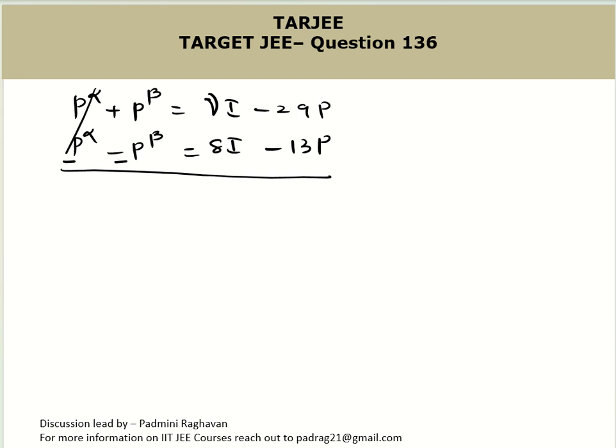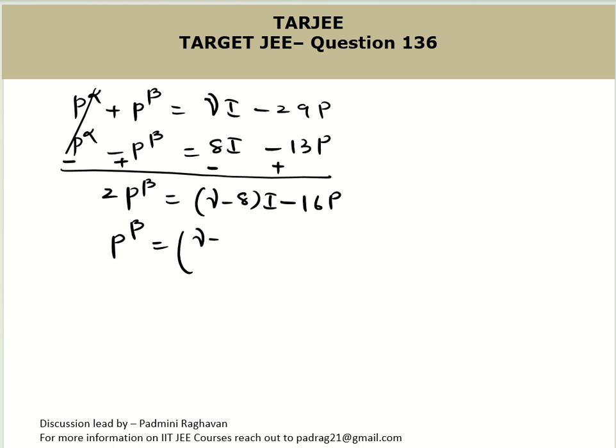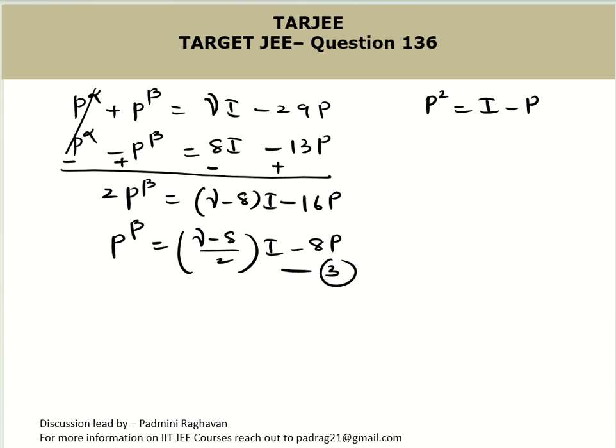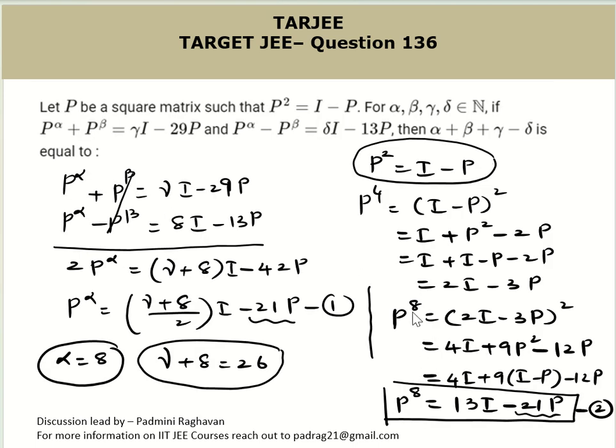So P power alpha will go, and I will get 2 times P to the power of beta is equal to (gamma minus delta) times I, minus 29 plus 13, which is a minus 16P. Divide throughout by 2, you get P power beta is equal to (gamma minus delta) divided by 2 times I minus 8P. This is relation number 3. We are given P square is equal to I minus P, and we found that P power 8 had a minus 21P. We don't need a minus 21P, we need a much smaller coefficient, minus 8P. So it will not be P power 8, it should be much lesser.